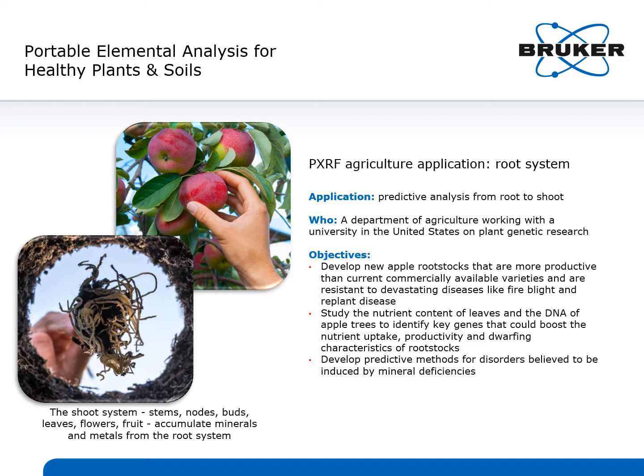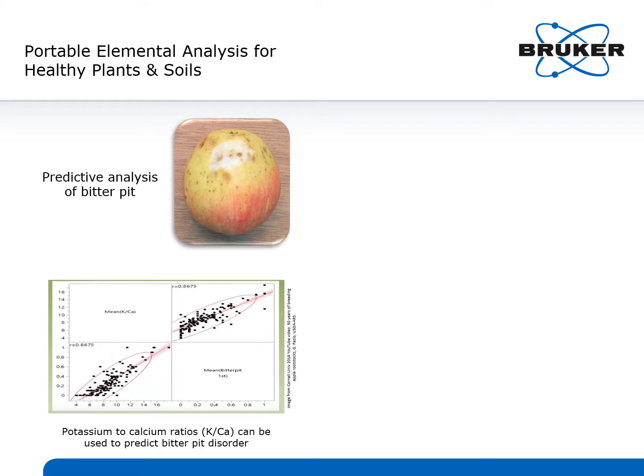One method they're working on concerns predicting disorders which are believed to be induced by deficiencies in certain minerals. They use handheld XRF to study these processes. One of the methods they developed is to monitor potassium to calcium ratios. They have found that these ratios are able to predict bitter pit, which adversely affects the value of produce such as apples.